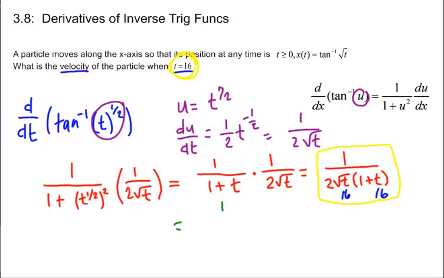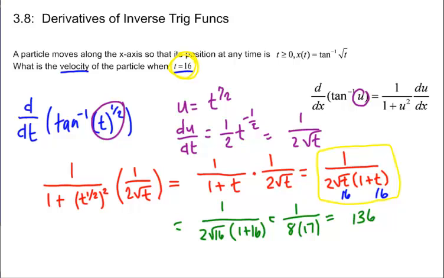So what have we got? We've got 1 over 2 square roots of 16 times 1 plus 16. So 1 over 8 times 17, which is 136 for the velocity. Do we have any units on this? No. So its velocity is 136 whatevers.